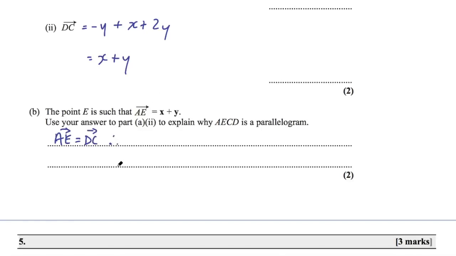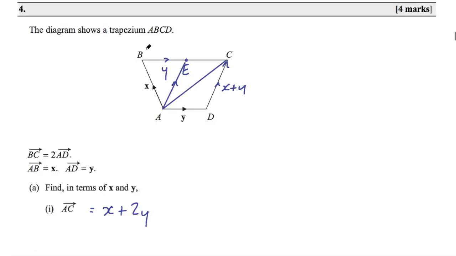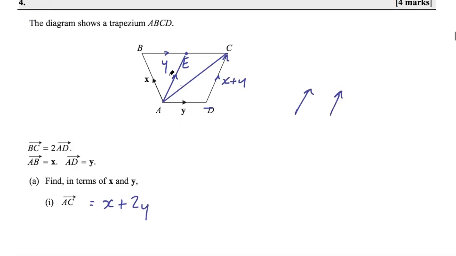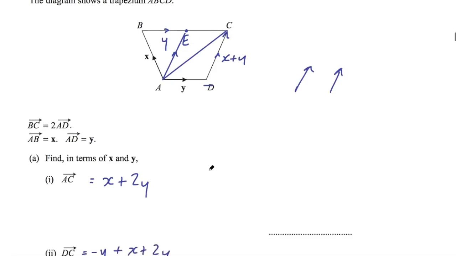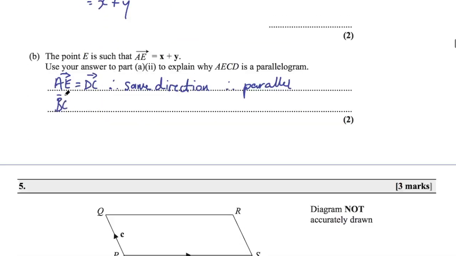So therefore, they have the same direction because they're equal. And vectors with the same direction, they must be parallel. So therefore, they're parallel. We also know that BC and AD must have the same direction because BC is just two lots of AD. So we can say that BC and AD are parallel. So BC equals 2AD. So therefore they have the same direction and therefore they're parallel.